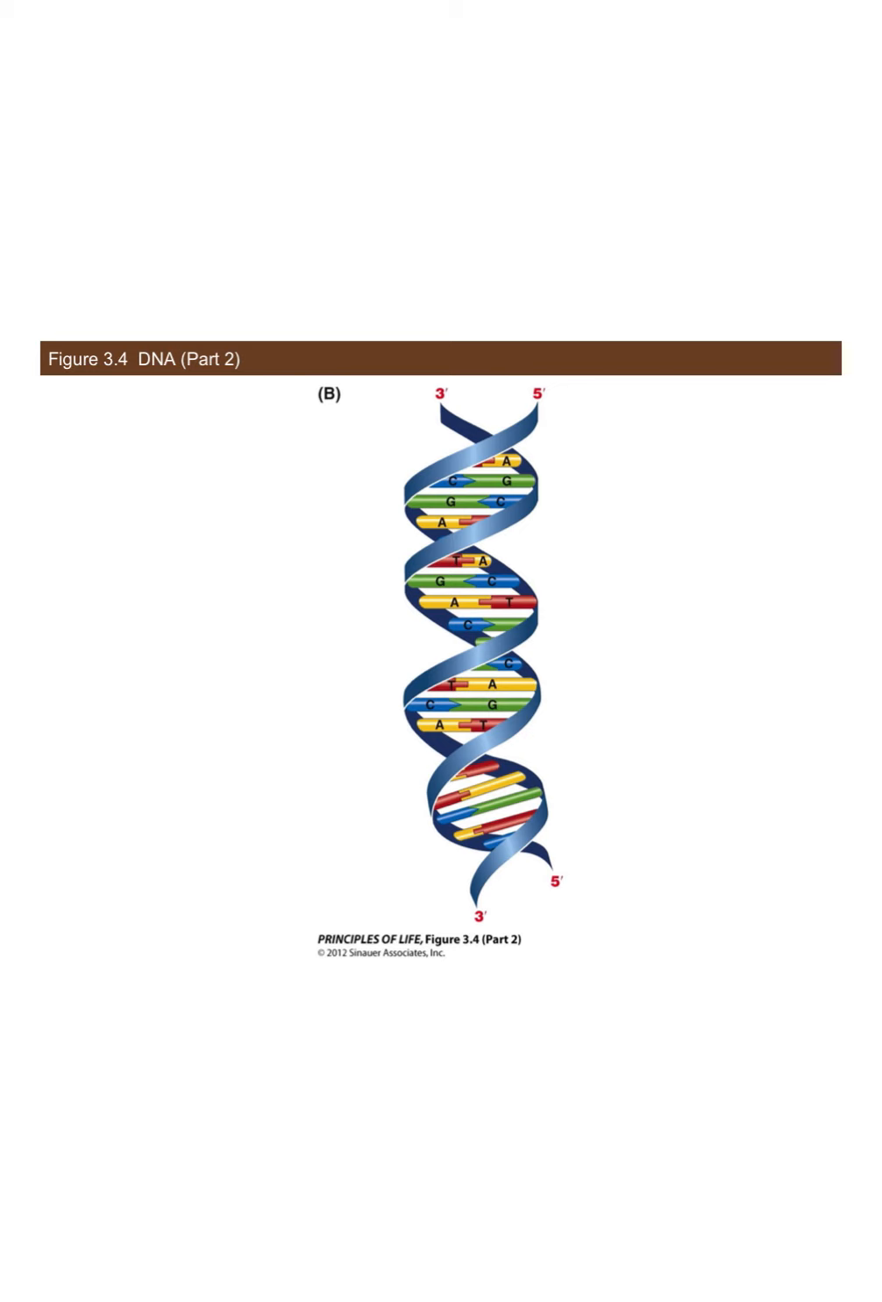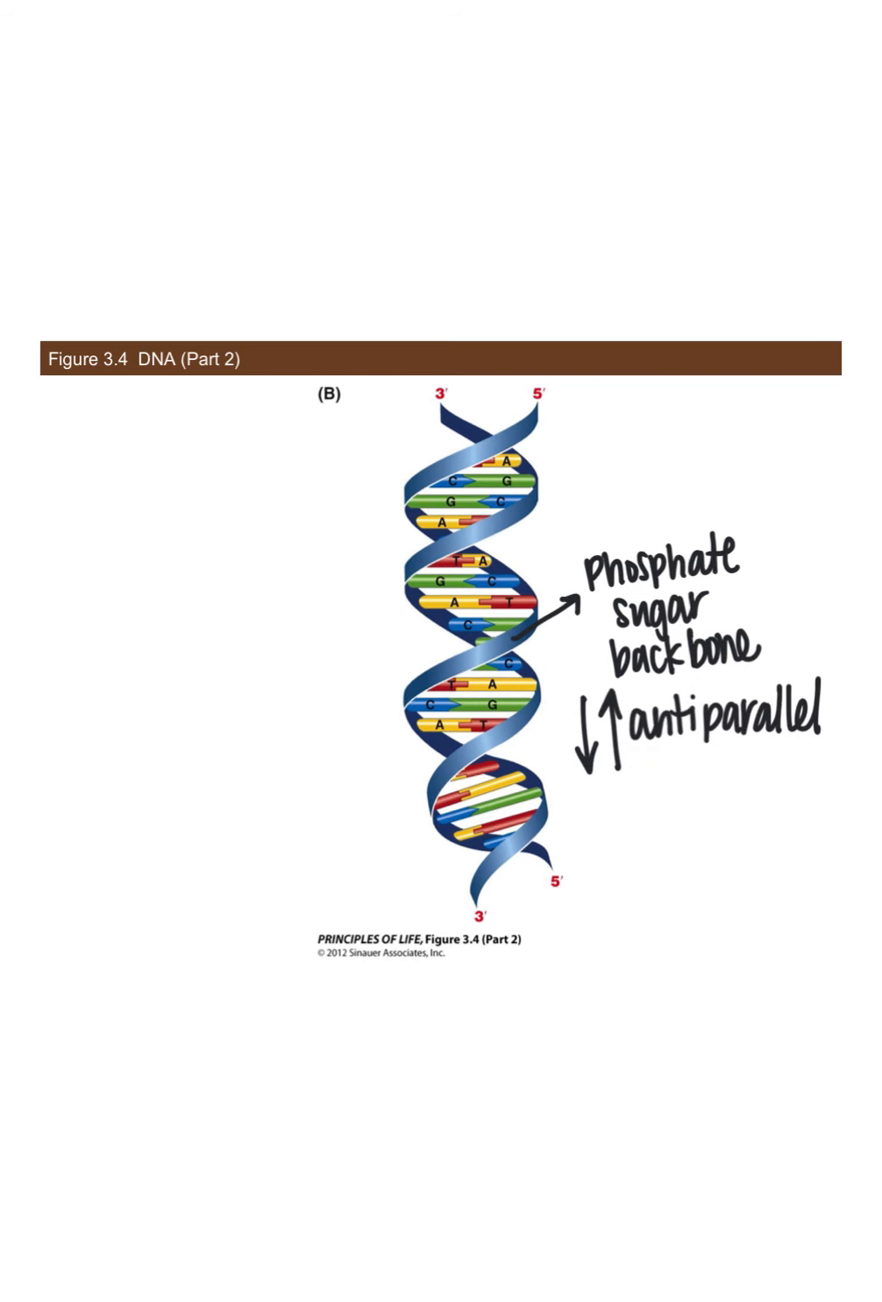So on this slide, I'm going to go ahead and label the parts of the DNA molecule for you, just as kind of a review. Okay, the first thing I'm going to point out is the phosphate sugar backbone. Notice that they run anti-parallel to each other. And here we have the complementary base pairs. And also I would like to point out that this molecule is a double helix, meaning you have 2 strands winding around each other.